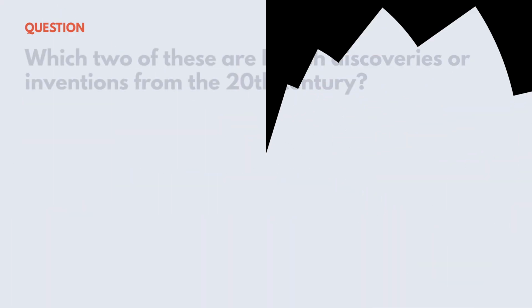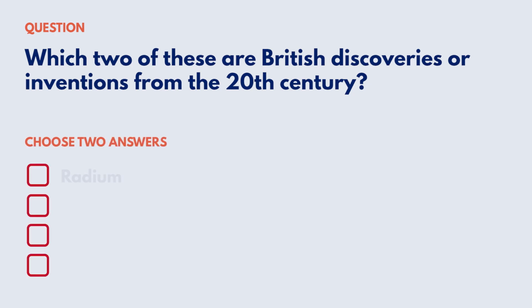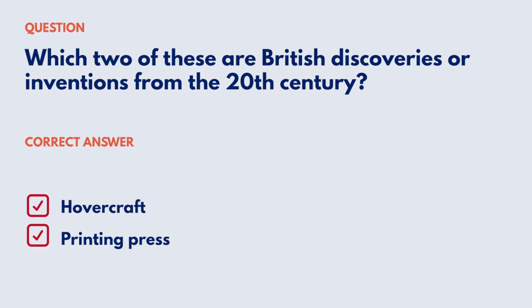The next question is: which two of these are British discoveries or inventions from the 20th century? Radium. Hovercraft. Printing press. Penicillin. Correct answer: hovercraft and penicillin.